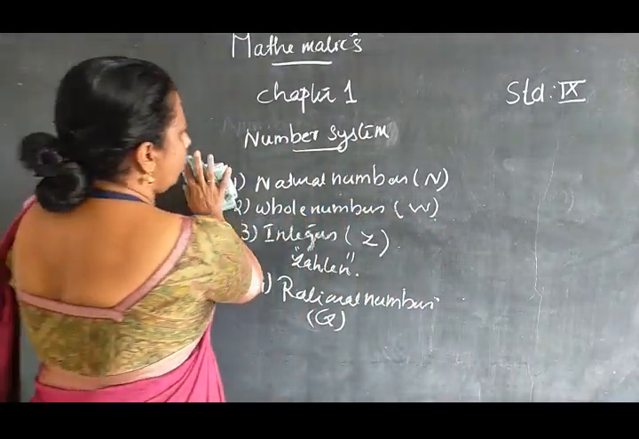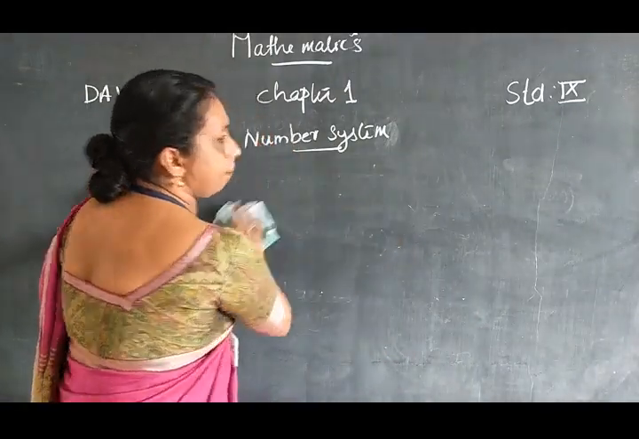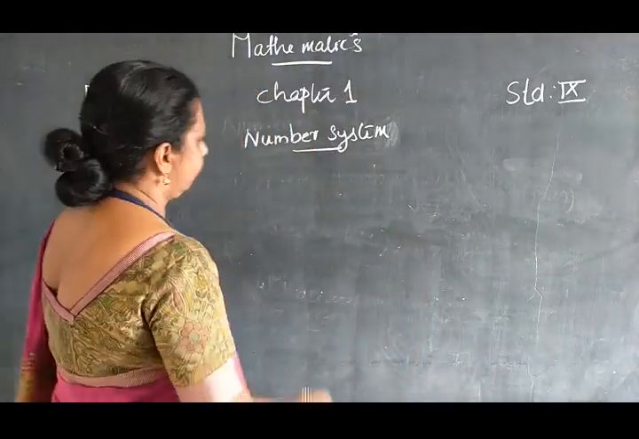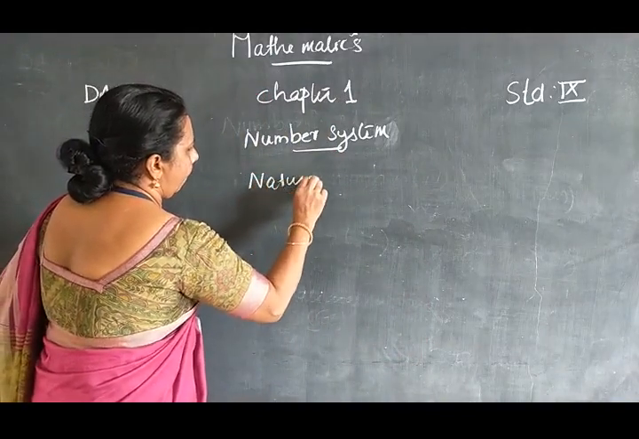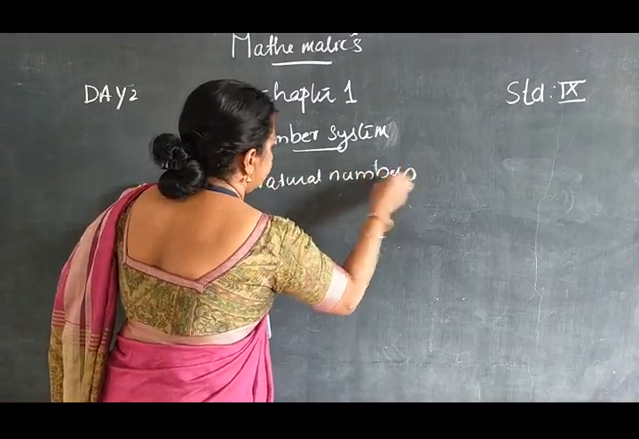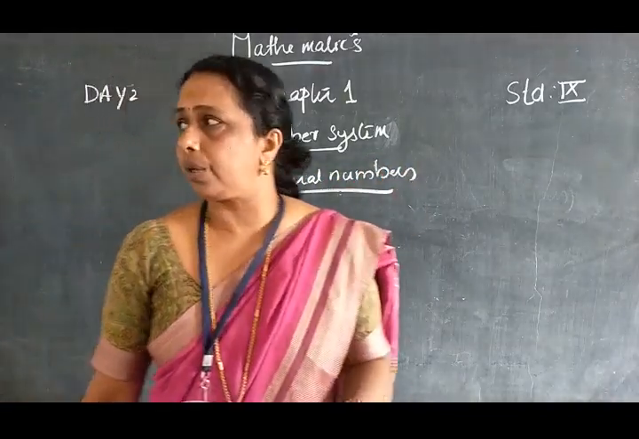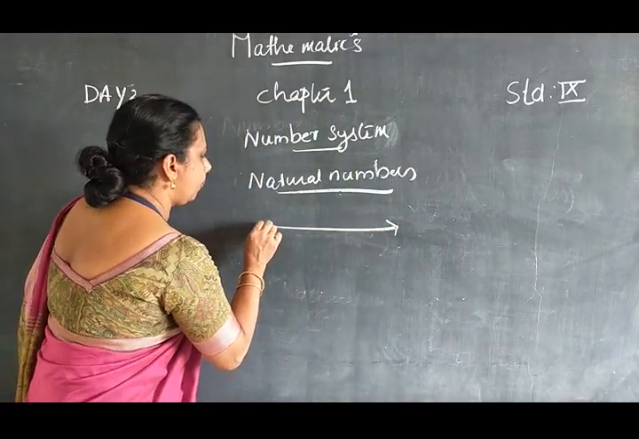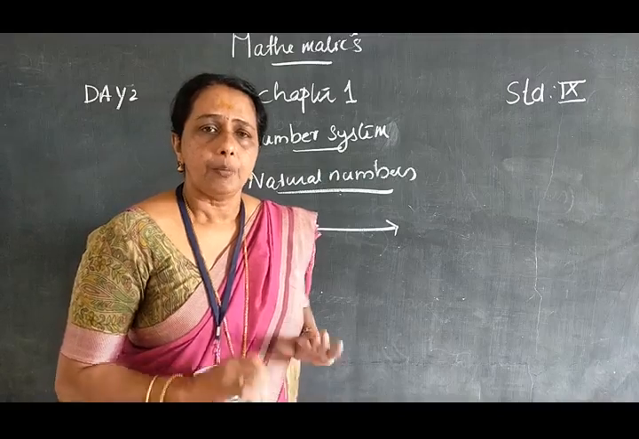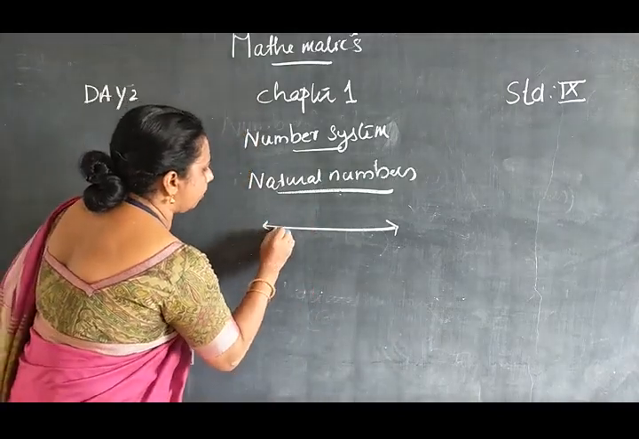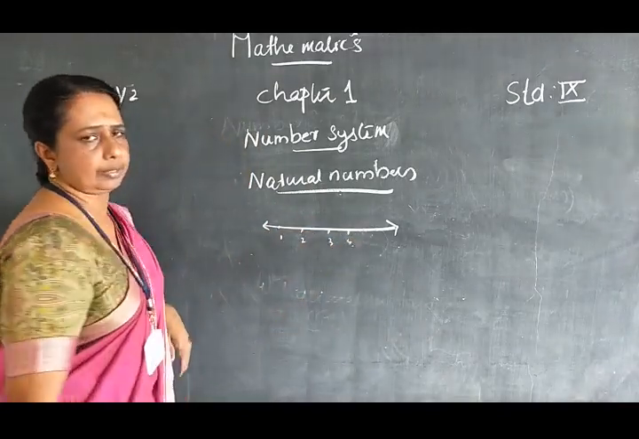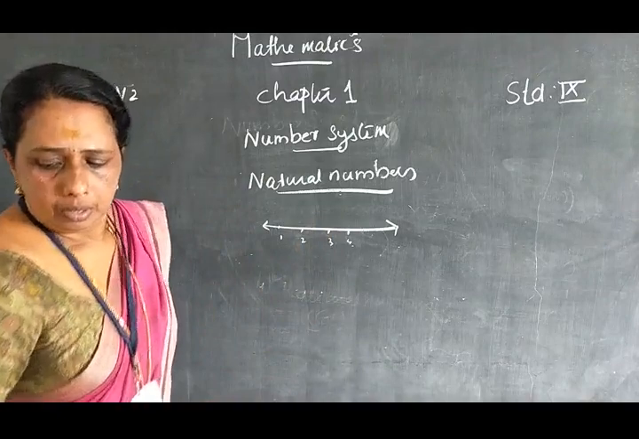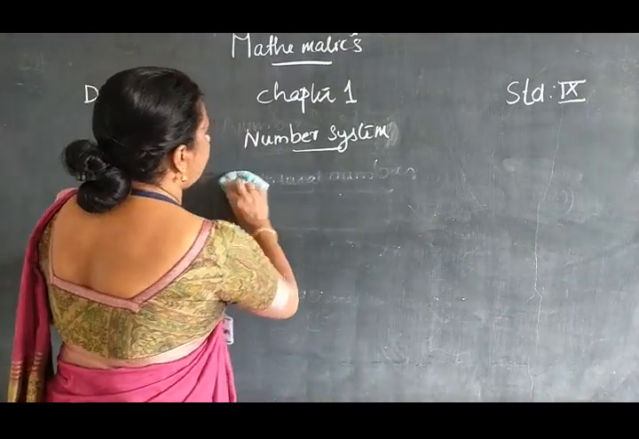Okay, next, you know how you have to represent these numbers on a number line. It is only a recap of what you already studied. How can we represent natural numbers on a number line? Natural numbers means we are having only the positive numbers. So we have to represent the natural numbers 1, 2, 3, 4, etc. Only the positive numbers are there.